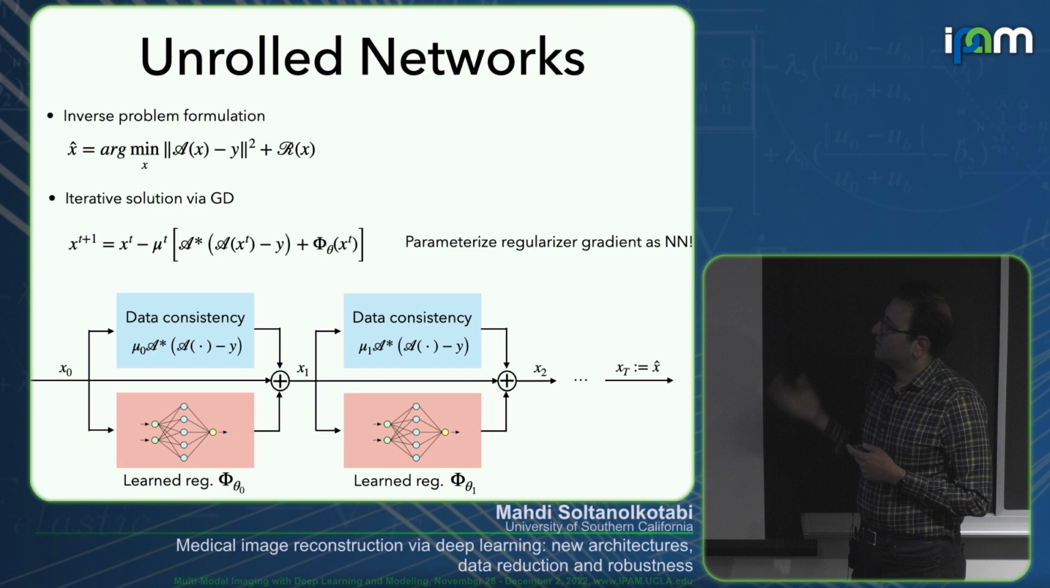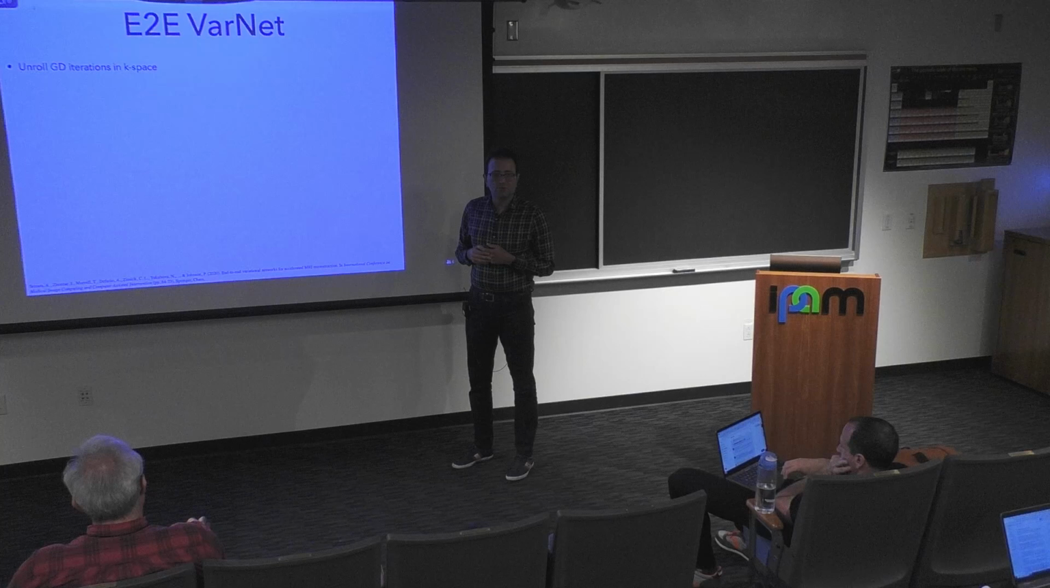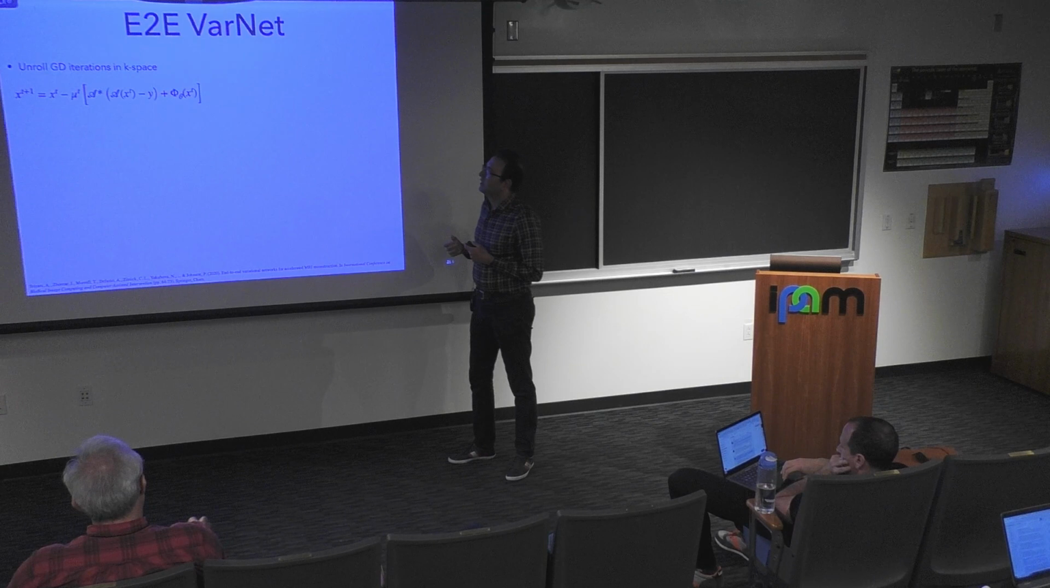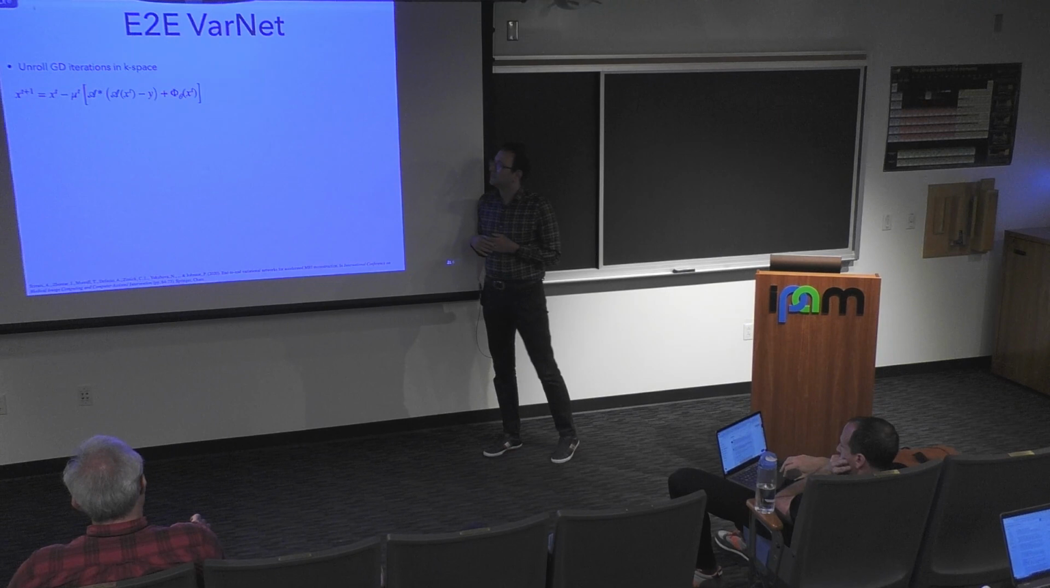So these are the unrolled networks. The leading network at the time does this unrolling in the Fourier domain. So you basically do this unrolling in k-space instead of x-space. That's one trick that they used, which was very effective.